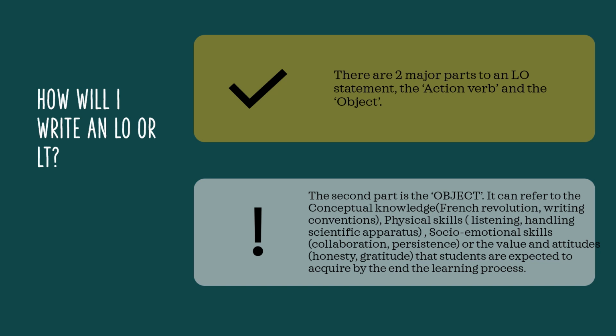For example, conceptual knowledge in English can be about writing conventions. In social studies, it could be about the French Revolution. Similarly, physical skills in mathematics can be the various tools used for measurement, and in science could be about handling scientific equipment. Examples of socio-emotional skills include collaboration and persistence. Now let's move on to some examples of learning outcomes in the next slide.